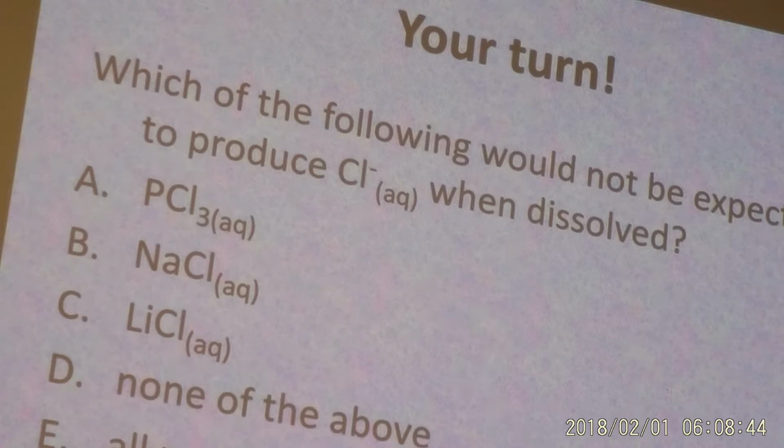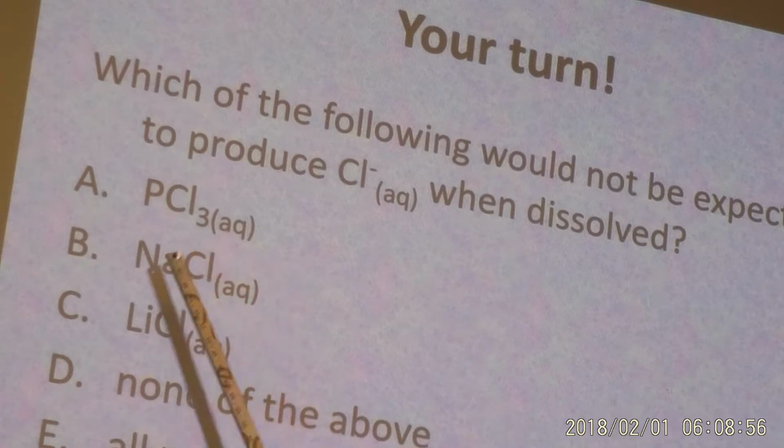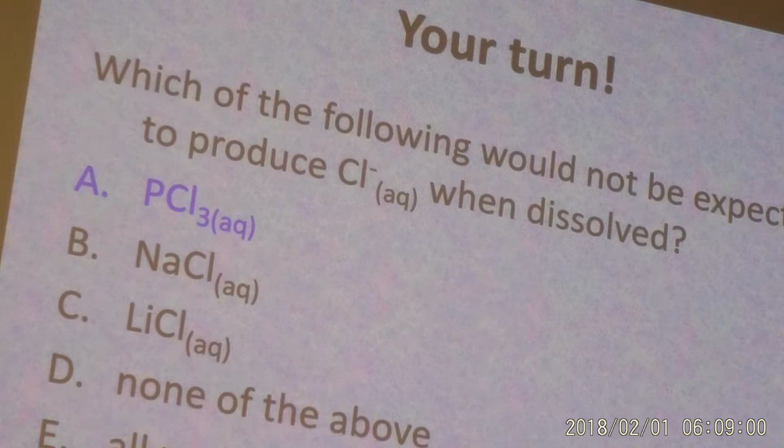They're both nonmetals, right? So this is what kind of a compound? Molecular. So molecular compounds are not going to ionize in water. All right? So a solution of PCl3 won't produce chloride ions. It might dissolve in water, but there's no dissociation that's going to occur because this is not an ionic compound. All right?